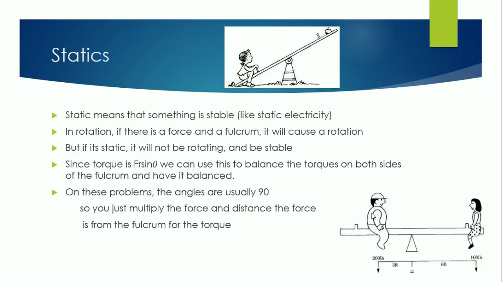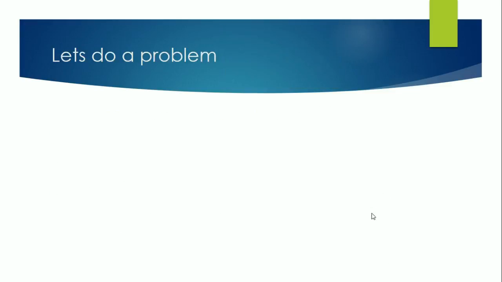Because it's 90 degrees, it's pretty much always going to be 90 degrees. You just multiply the force, or the weight of the person, times the distance away from the fulcrum, and you will get the torque. So it's kind of simple. You don't really need to use the sine part. Let's do a simple problem to show you what this is all about.